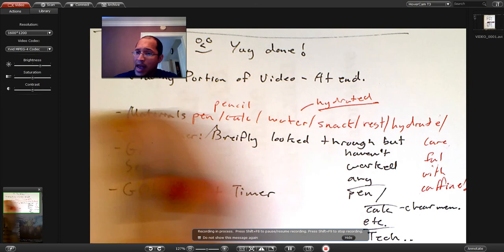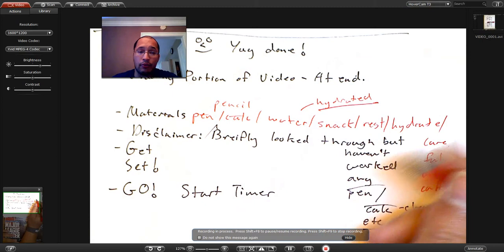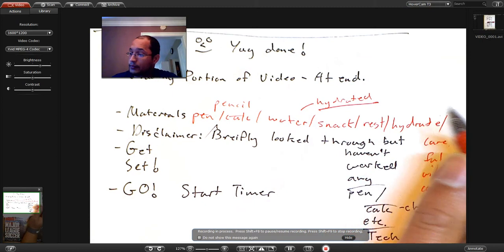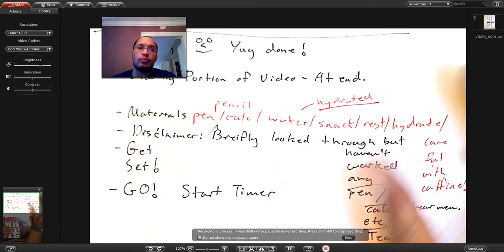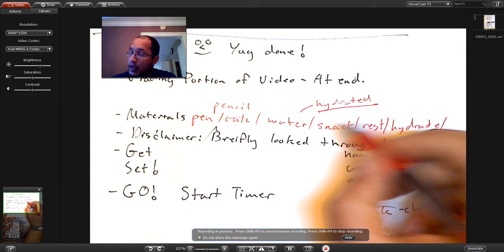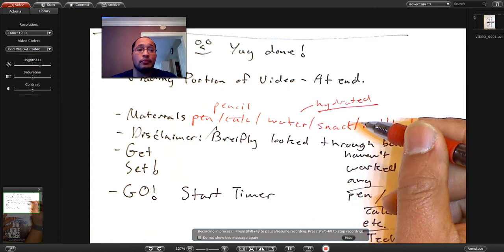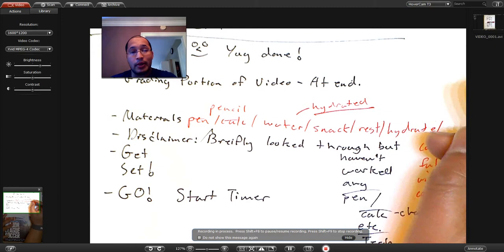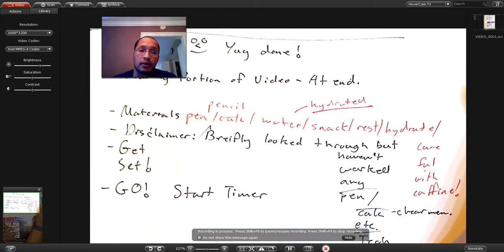Snacks and rest are huge. You got to stay rested. Get plenty of rest so you're not cranky, you don't get mood swings, you don't get discouraged, and you're alert. Snack, everybody's happy with some food. I love food. So have a snack during the AP exam. I'll provide a little bit of a breakfast type deal for us, but you need a snack for the AP exam. All right, so hydrate.